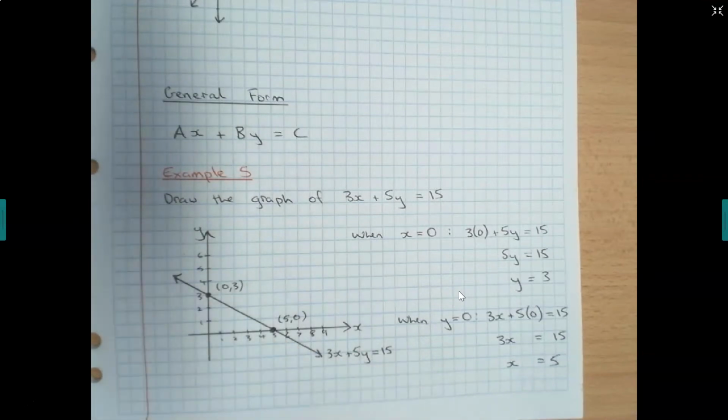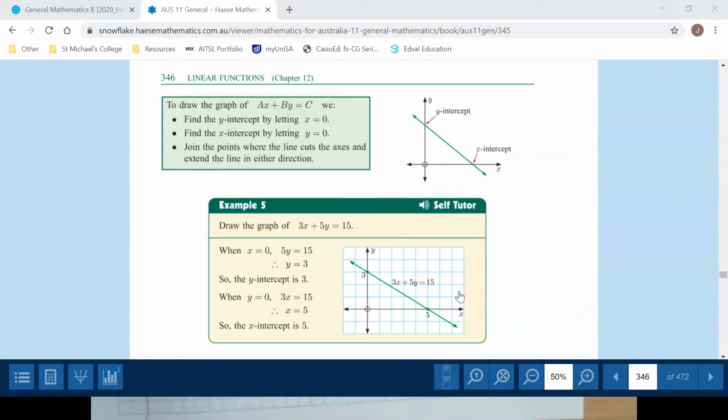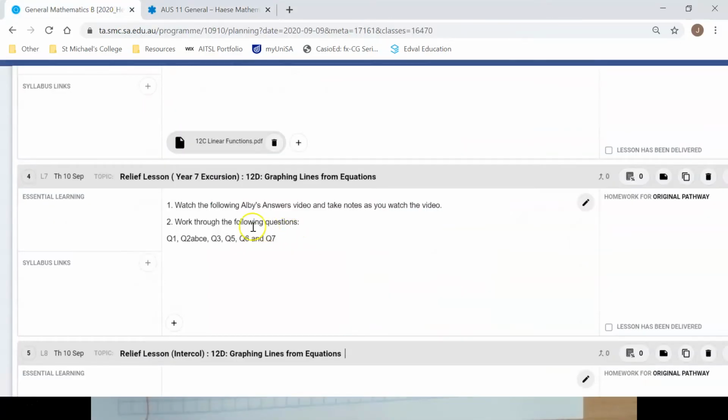So now I'd just like you to work through the following questions listed on screen, and there's a range of both general form questions as well as gradient-intercept form questions.